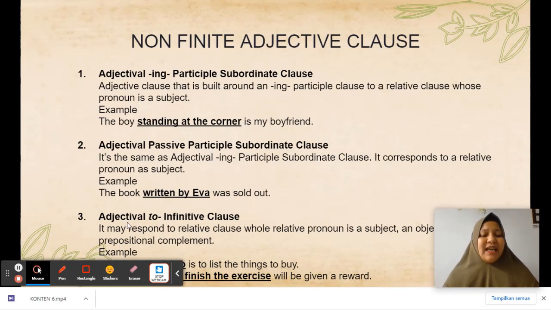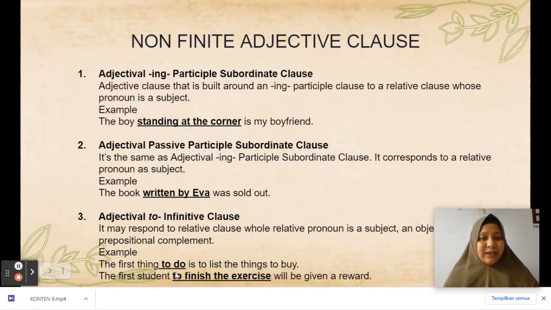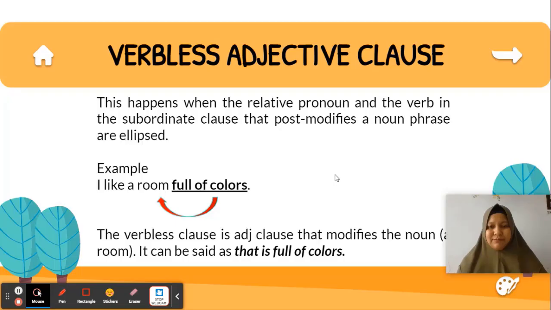Number 3, adjectival to-infinitive clauses. Okay? So the adjective uses to-infinitive. For example, the first thing to do is to list the things to buy. The student to finish the exercise will be given a reward. So this is a to-infinitive clause as adjective.